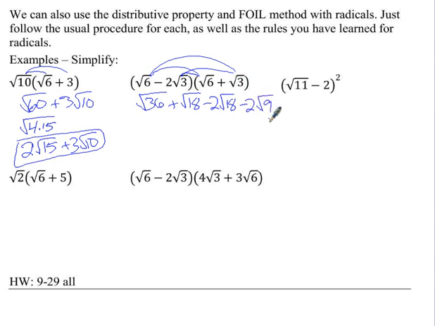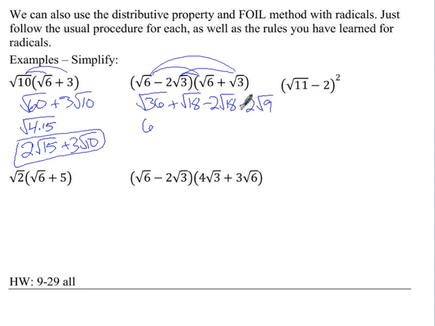Okay, so now that we've FOILed, we just want to start simplifying things. Can we simplify the square root of 36? Yeah, it just turns into 6. Now notice that we have like terms here. We have a square root of 18 and a square root of 18. Can we combine those? Yep, so let's combine them.